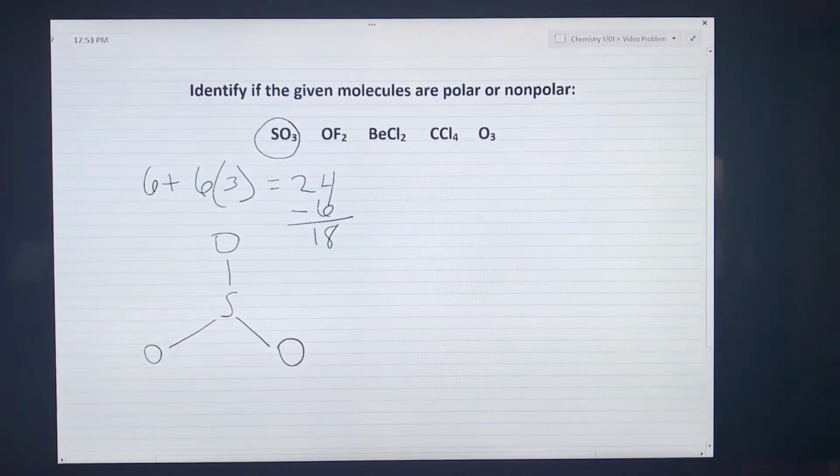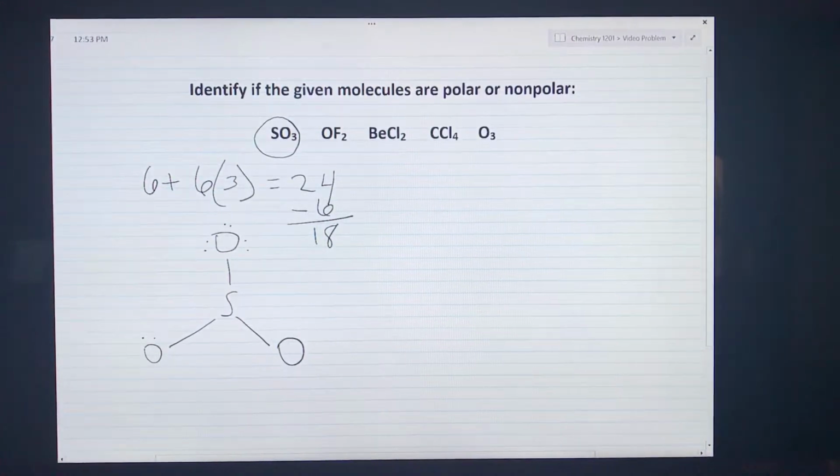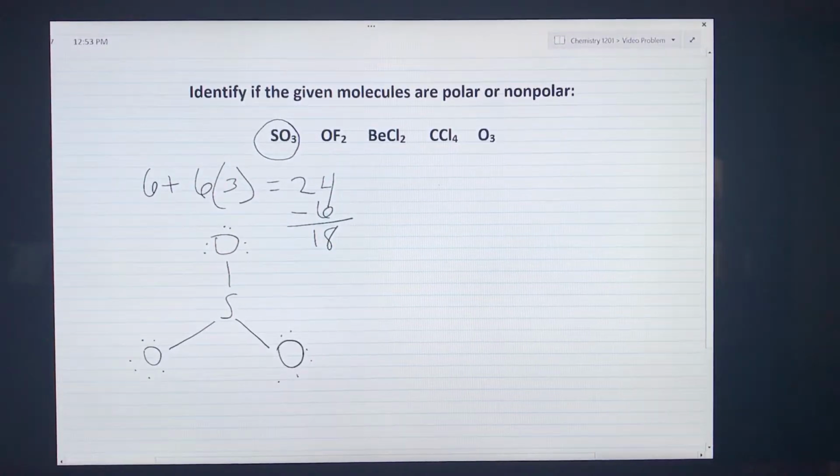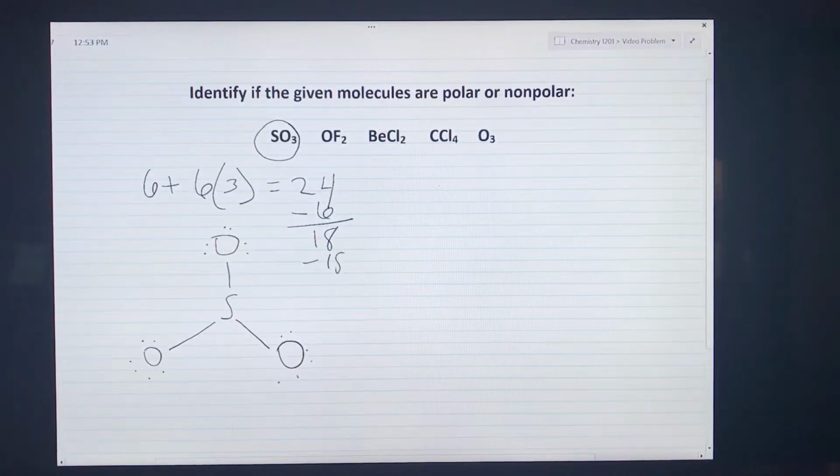And we're going to start with the outside atoms. 1, 2, 3, 4, 5, 6. 1, 2, 3, 4, 5, 6. 1, 2, 3, 4, 5, 6. Which is 18. Which will give you 0.